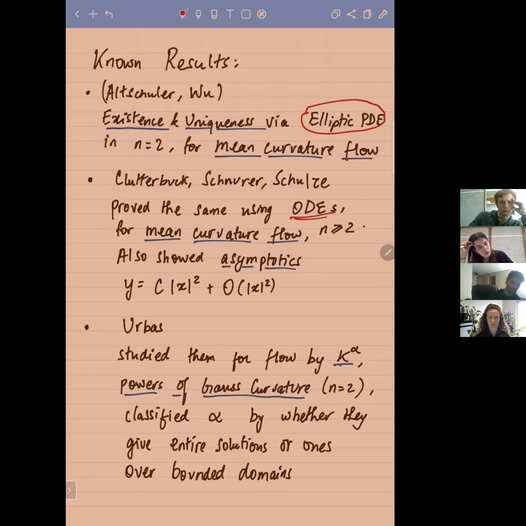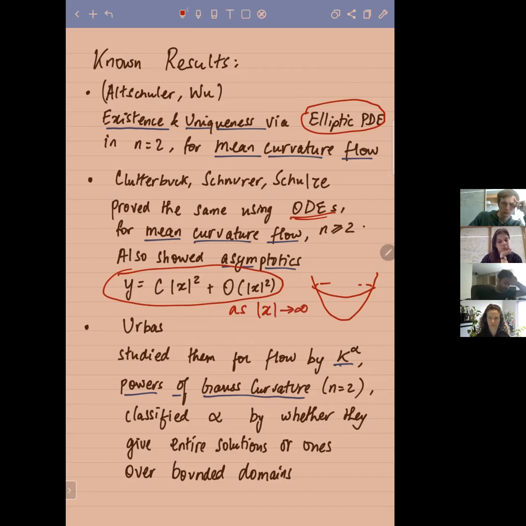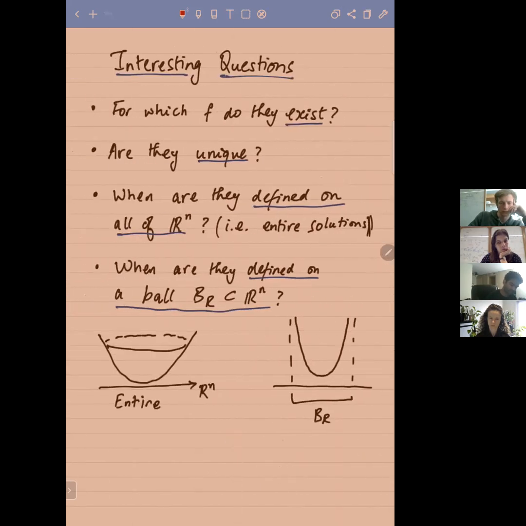Since they took the point of view of ODEs, they were actually able to calculate the asymptotics of the translating solution as well. Loosely speaking, they were able to prove that these translating solutions are asymptotic to paraboloids, to be technically correct, as x approaches infinity. And for flows by powers of Gauss curvature, John Urbas did some work on this and classified the alphas for which solutions are of each type. So he showed for what powers of alpha you have this case and which powers of alpha you have this case.